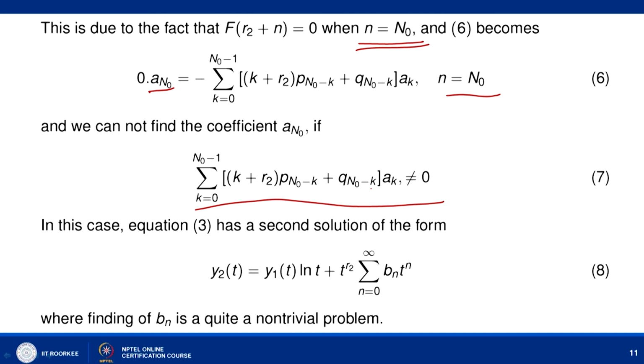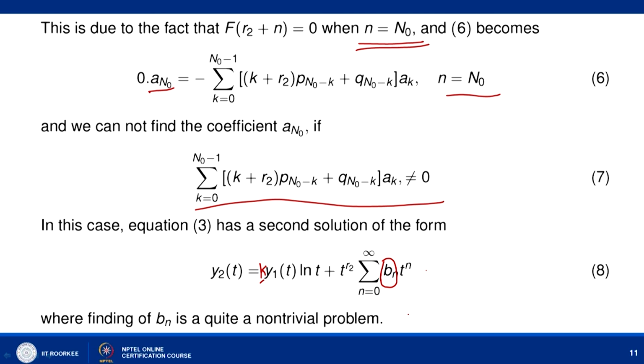So, in this case equation 3 has a second solution of the form y2 t equal to k times y1 t ln t plus t to power R2 summation n equal to 0 to infinity Bn t to power n. It is up to us how to calculate this Bn and this constant k. Many times it may happen that the constant k is 0, so the second solution may not have a term involving ln t, but that will depend on how we find this k and Bn, and one method to find these is the method of variation of parameters.